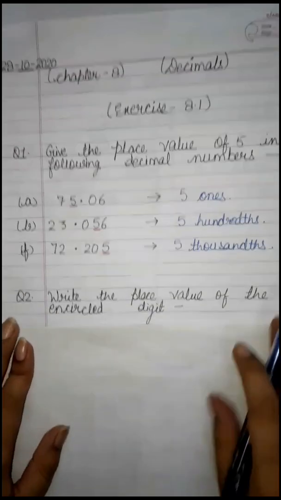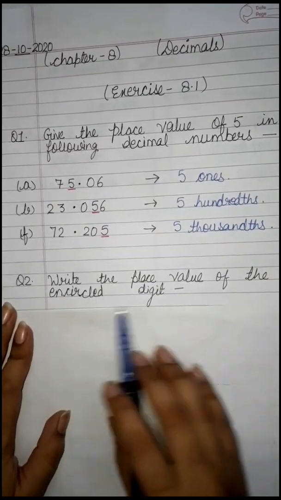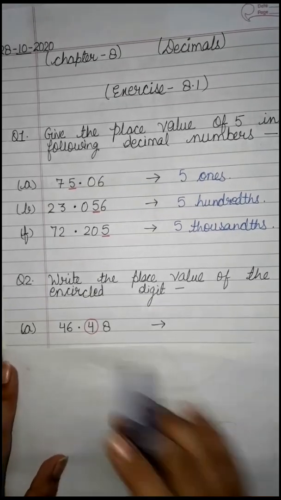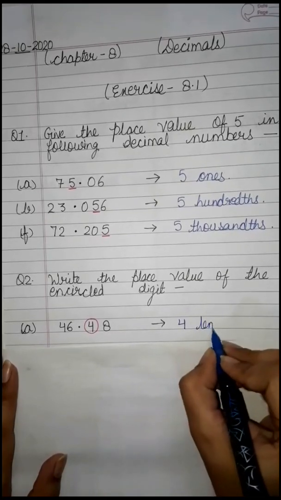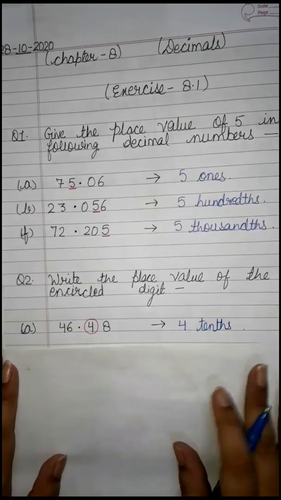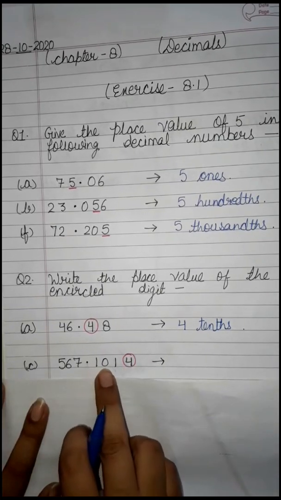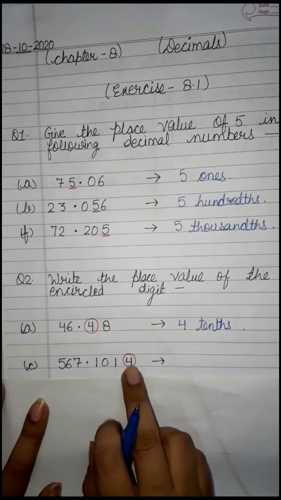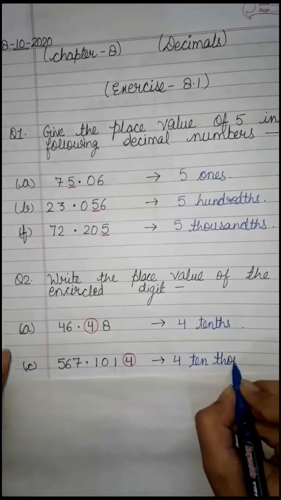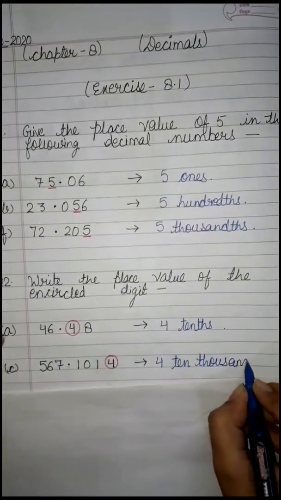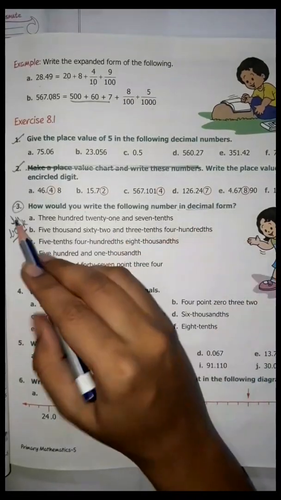Now for question number 2, the A part we had cut. Now the second part, again the same. Write the place value of the encircled digit. See the A part. So it will be 4 tenths. Now see the C part. Now this 4. This is tenth, hundredth, thousandth and ten-thousandth. So it will be 4 ten-thousandths.